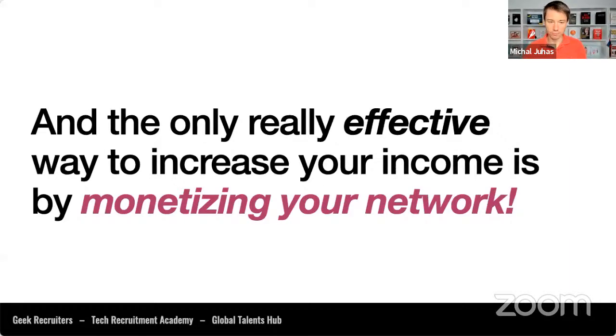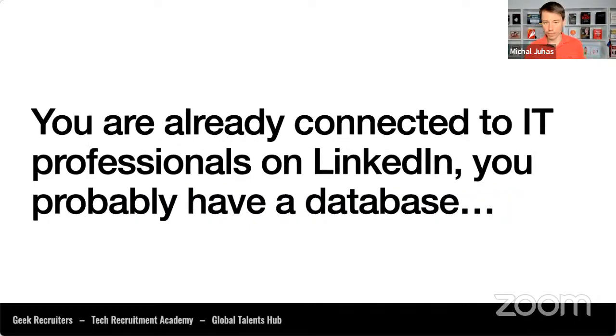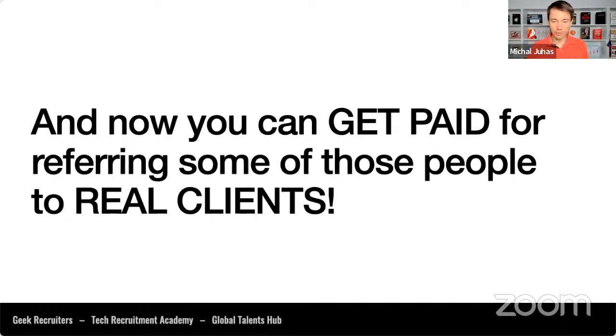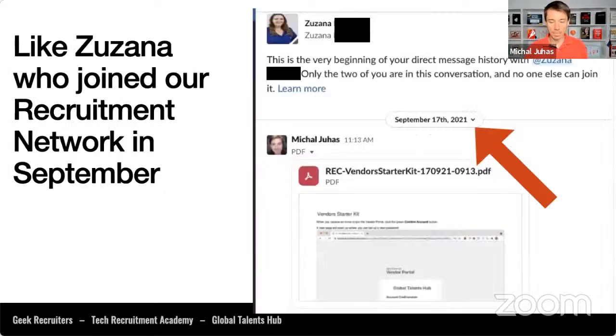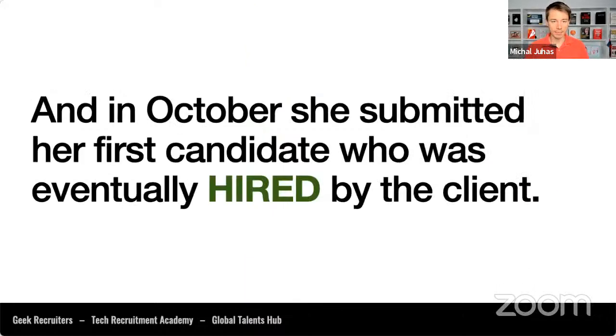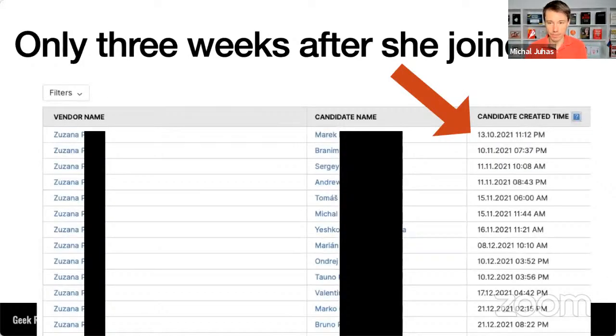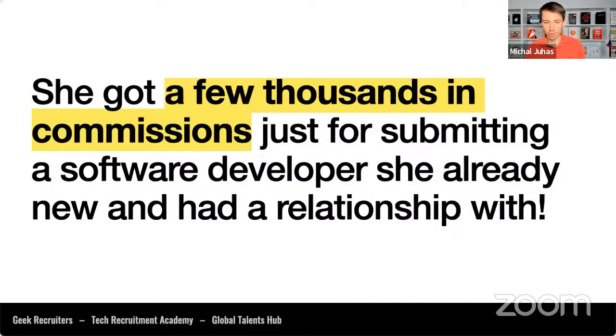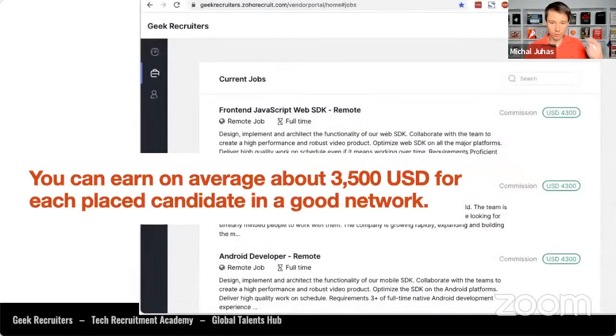And the only really effective way of increasing your income is by monetizing your network, monetizing your connections. You are already connected to IT professionals on LinkedIn. You probably have a database, and now you can get paid for referring some of those people to real clients. Like Zuzana, for example, who joined our recruitment network in September. As you can see on Slack, in October she submitted her first candidate who was eventually hired by the client only 3 weeks later, as you can see here, mid-October. So she got a few thousands in commissions just for submitting a software developer she already knew and had a recruitment professional relationship with. You can earn on average about $3,500 for each placed candidate in a good network.